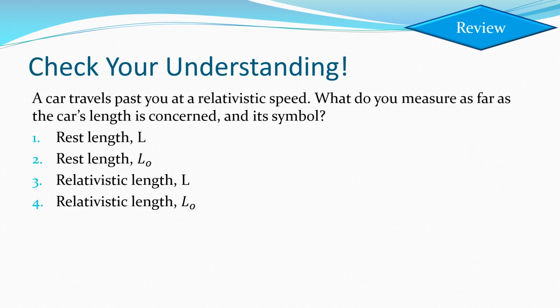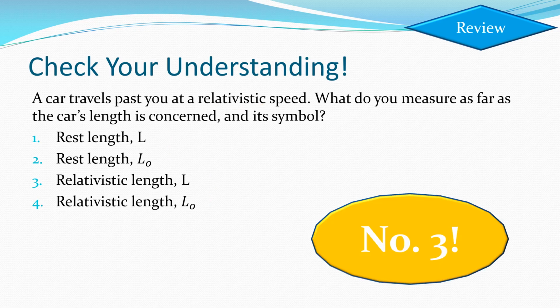So let's check our understanding here. A car travels past you at relativistic speed, which means really fast, though not necessarily approaching the speed of light, it's moving past you at speed. What do you measure as far as the length and its symbol? Will you measure its rest length or its relativistic length? What you measure is number 3, the relativistic length. Because it's going past you, it will be relativistic length, and that is just L. It's not L naught because that's proper length. You're not measuring it at rest. It's moving past you, so you will measure its relativistic length.